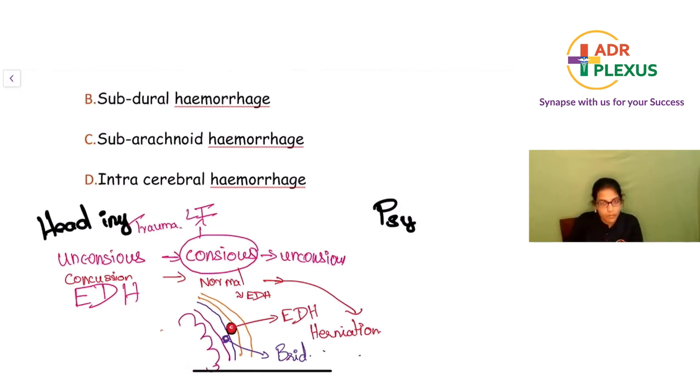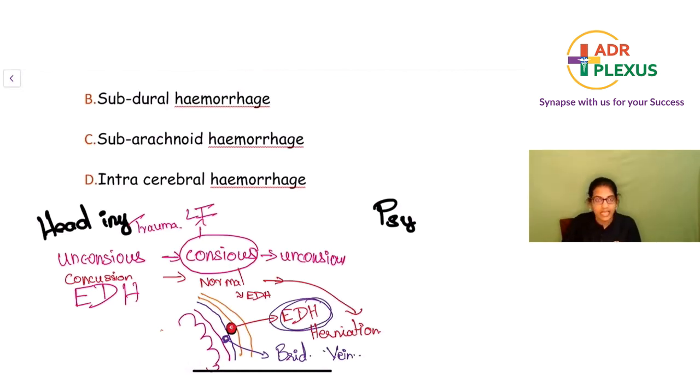Okay, so these bridging veins will break, and when these bridging veins break, they lead to subdural hemorrhage. These are small veins. Again, they might take some time to accumulate. But predominantly lucid interval is seen in case of extradural hemorrhage.